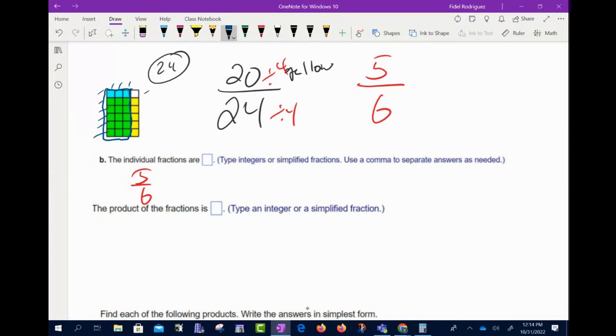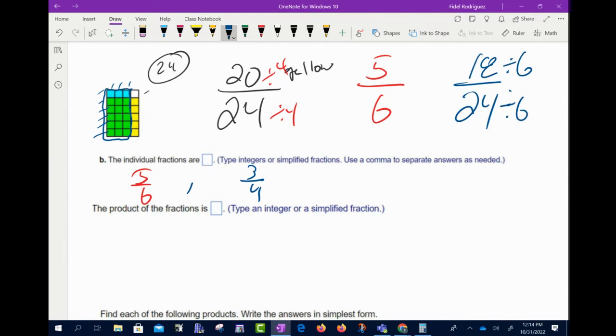So 6 times 3 is 18. 18 also out of 24, right? Again, I can reduce this fraction, y'all, by dividing them both by 6, right? So 6 goes into 18 3 times, and 6 goes into 24 4 times, okay? And now I'm going to go ahead and multiply.